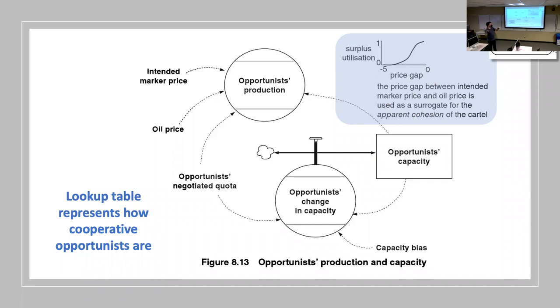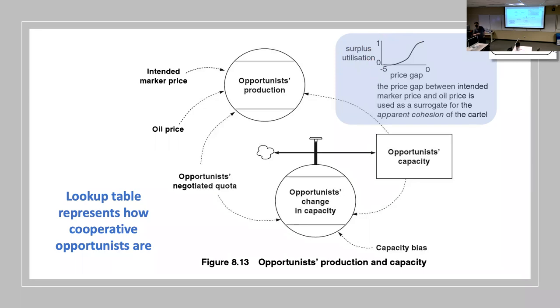then imagine you set a price. And when you are at the price that everyone's agreed on, that's when they're most tempted to cheat. And that's what is represented by this surplus utilization here. So they're saying when you're at the price, everyone's got the greatest chance to cheat. But if you are, say, $5 a barrel below the price, that means there's so much cheating going on, it's lowered the price in the world market, $5 less than everyone's agreed on.